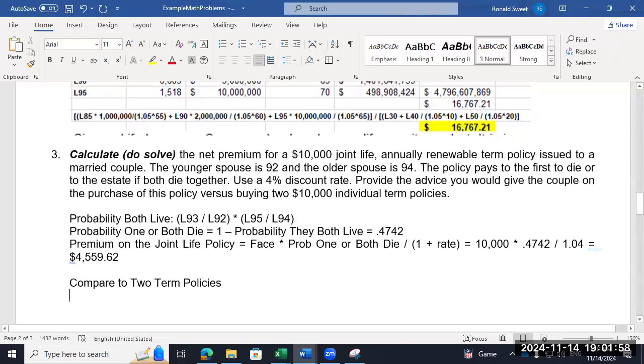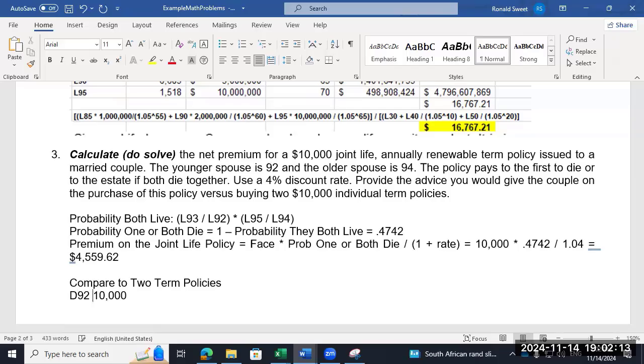So the two term policies, you've got 10,000. This goes back to the traditional formula. So you've got D92 times 10,000 divided by 1.04 divided by L92. That's that old traditional formula we've been using.